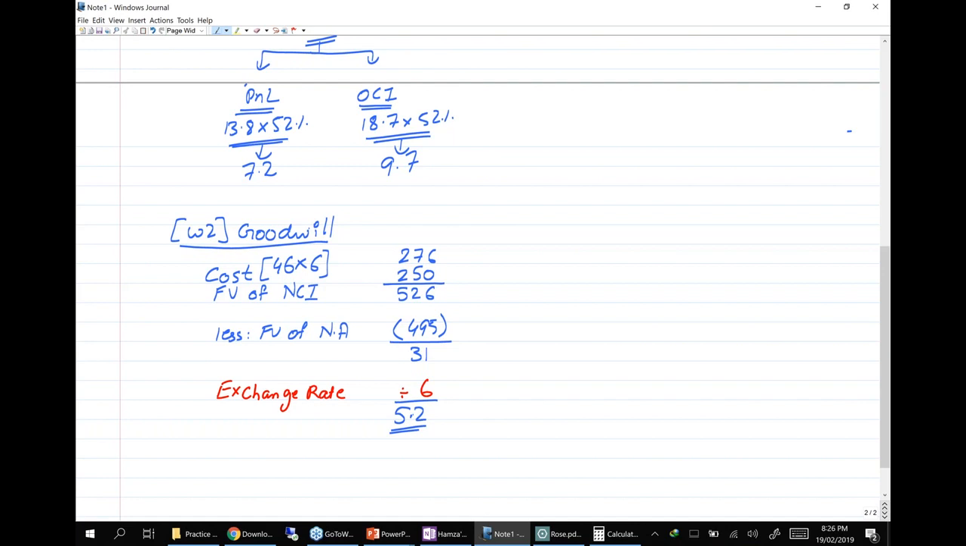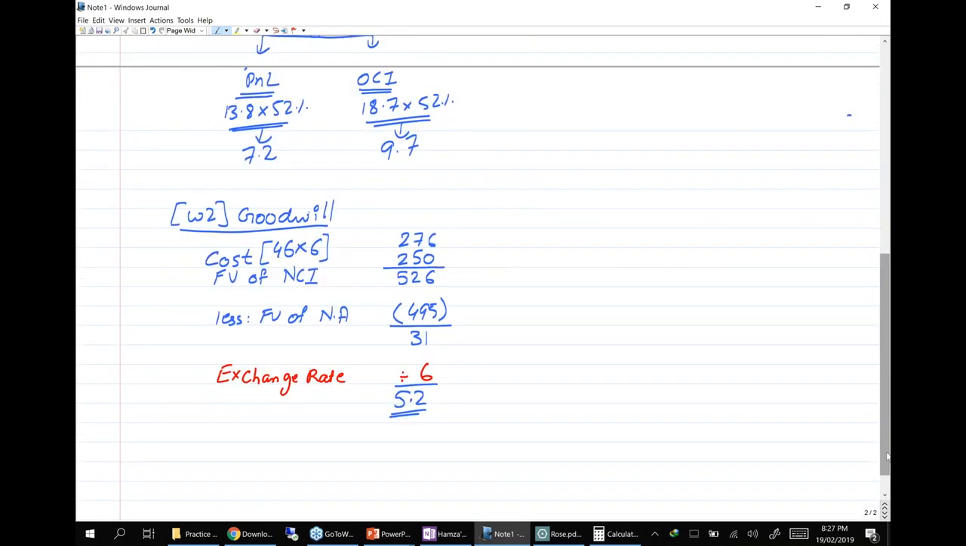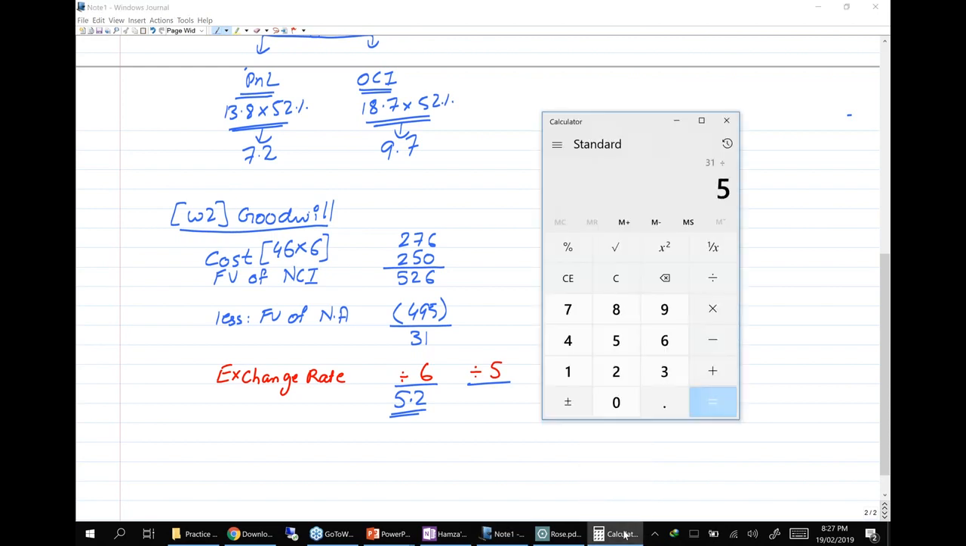But now there's one problem. If we calculate the goodwill at 6, all other values in the balance sheet are going to be at the closing rate, but the goodwill would be at the opening rate or the acquisition rate. That would be inconsistent, because when we prepare the balance sheet, we are going to use all of the closing rates. So what we should be doing is calculate the goodwill at 6, but then remeasure it and bring it back to 5. So 31 divided by 5 is going to be 6.2.